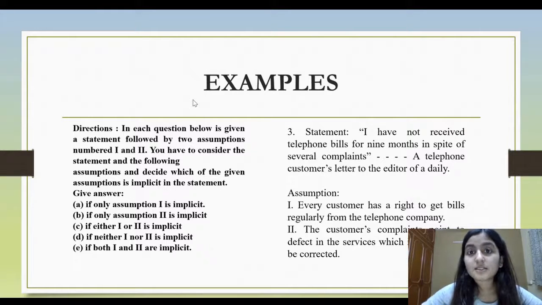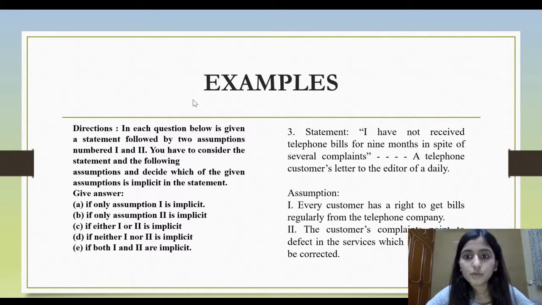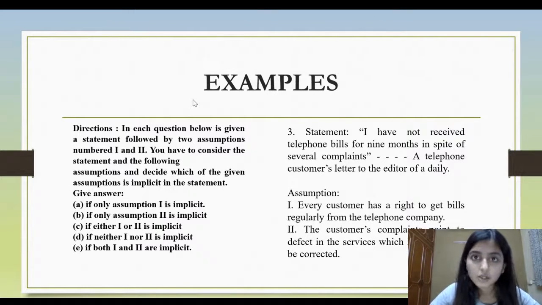So if I am claiming something before you, say that you owe me $100 and you need to give me $100, then it means that I have a right to get $100 from you. At least this is what is there in my mind when I ask for my $100 from you. It is only when I believe that I have a right to get it that I will ask for it from you. Hence, a valid assumption over here is that the customer believes that yes, I am entitled to get the bill regularly from the telephone company, and hence this sort of statement is being made before the editor of a daily. So assumption 1 is very much implicit.